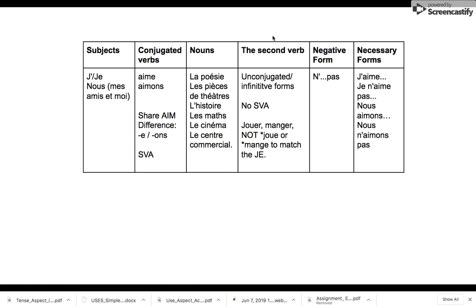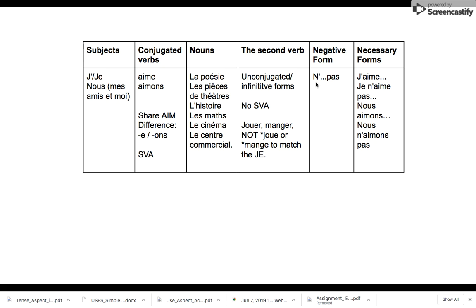Another very common error that I want students to see from their time being a language detective and just different contexts is seeing that when you have a second verb in the sentence, it is unconjugated or infinitive, no subject-verb agreement. So in verbs like jouer and manger, which are used in the text, it is not joue to match je, because aime is already there. It's j'aime jouer, not j'aime joue. Works just like in English, but sometimes students conjugate the second verb anyway.